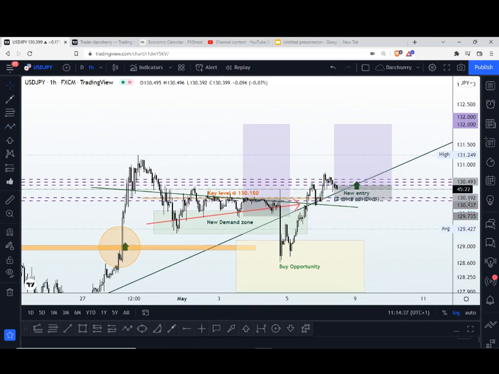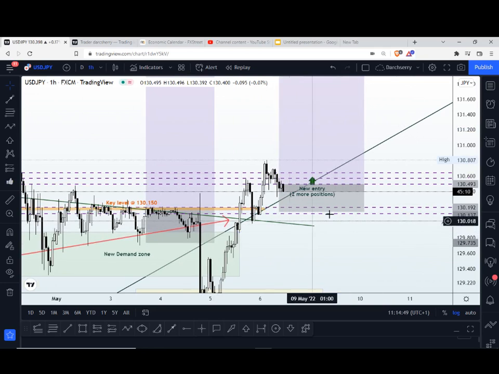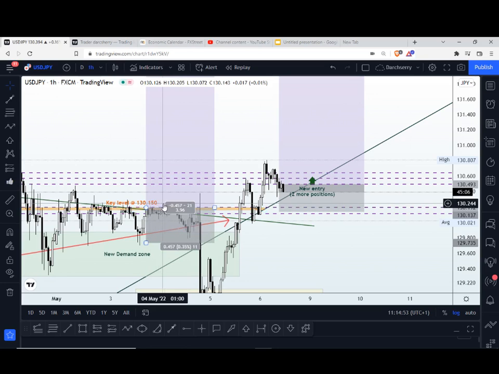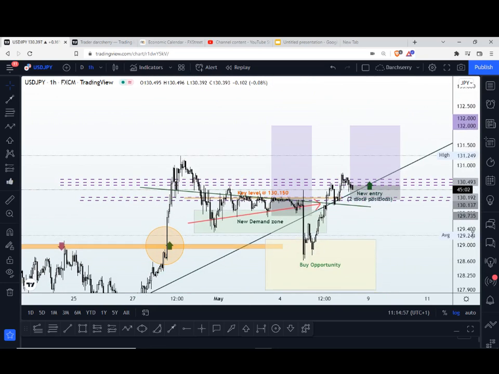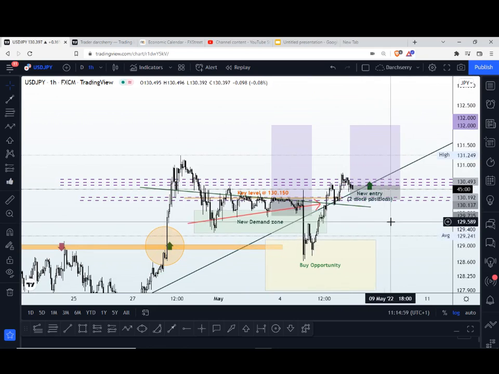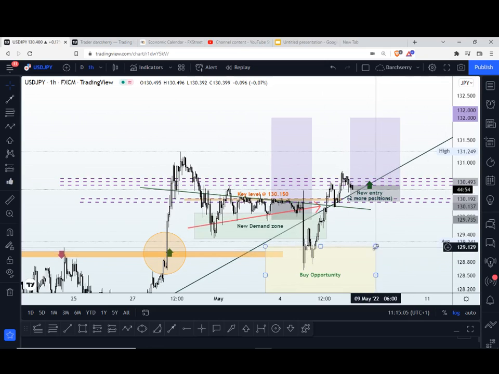So in that regard, I placed pending orders right at 130.492, 130.565, and 130.640. That's like 3 more positions to that trade, while I moved my stop loss of the previous one into entry point, where I'll be looking forward to a possible trend continuation as time goes by for the USDJPY.